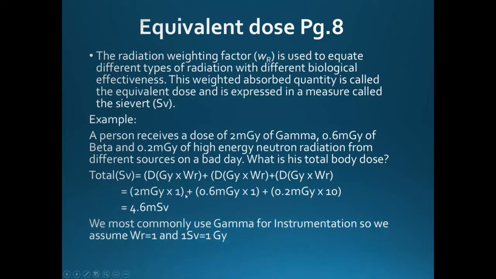Do the math, and we add them all together because now they're equivalent units relative to each other, and we can say that your total equivalent dose for your very bad day at work is 4.6 millisieverts of radiation. Now, you're wondering, what am I going to do with all those things I just learned? Probably not much. Here's why. We most commonly use gamma radiation for instrumentation. So for most practical purposes moving forward, we are going to assume a weight rating of 1. Therefore, 1 sievert is going to equal 1 gray.